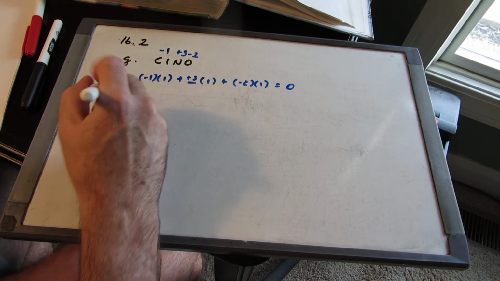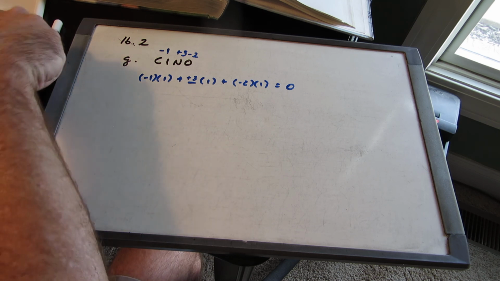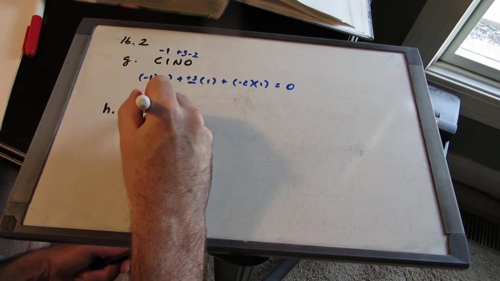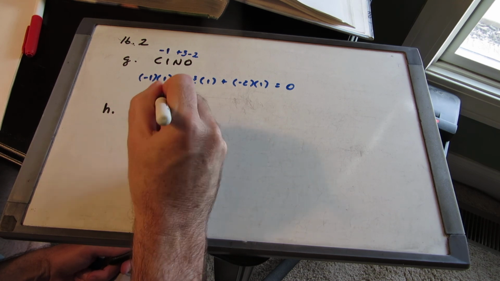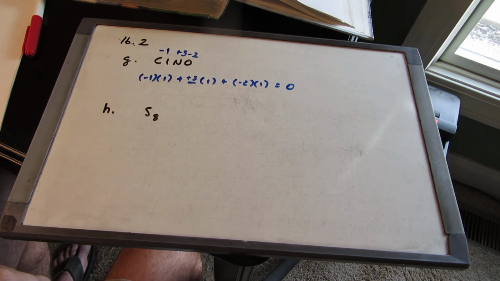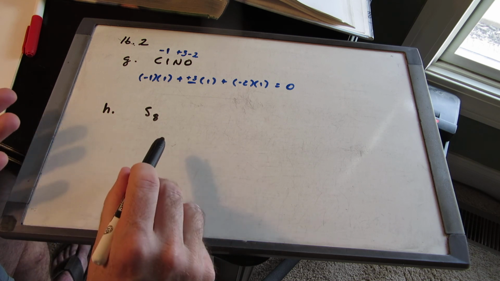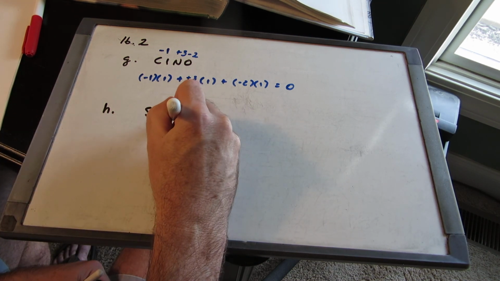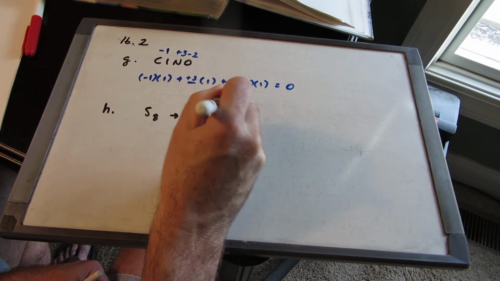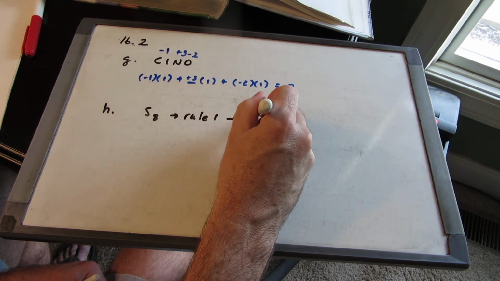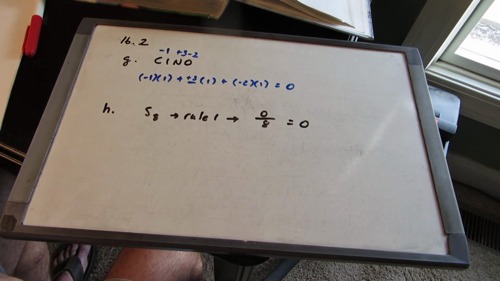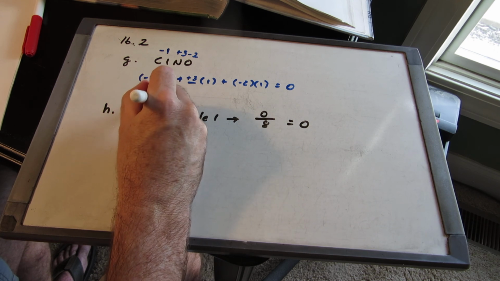Alright, H. H is one that accidentally gets missed, and it's so easy, but it's just a singular compound, S8. You've got to go to Rule 1. It's not with any other atom, so it's the charge divided by the number of atoms. So the charge is 0 over 8, which is 0. So the oxidation number for S8 is 0.